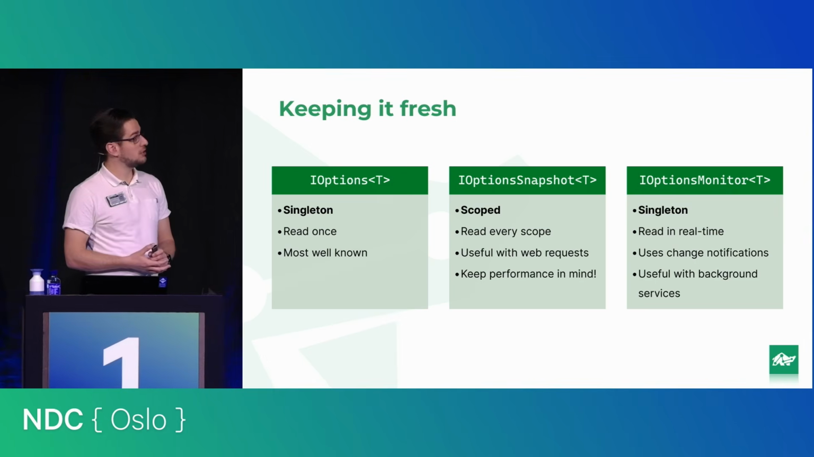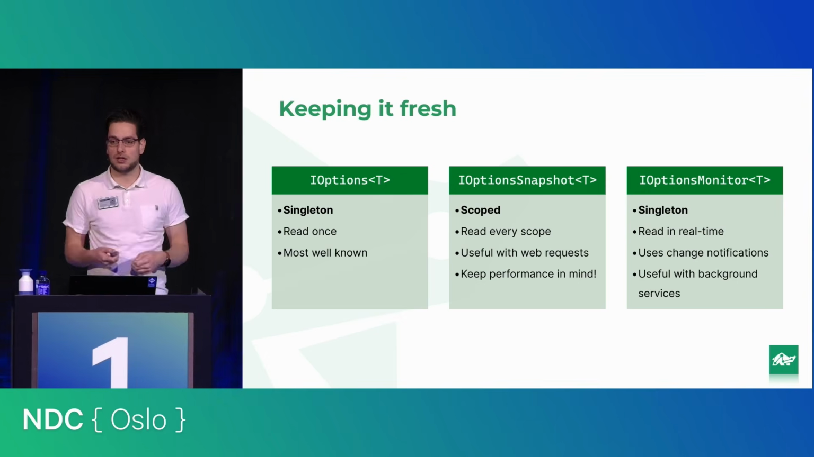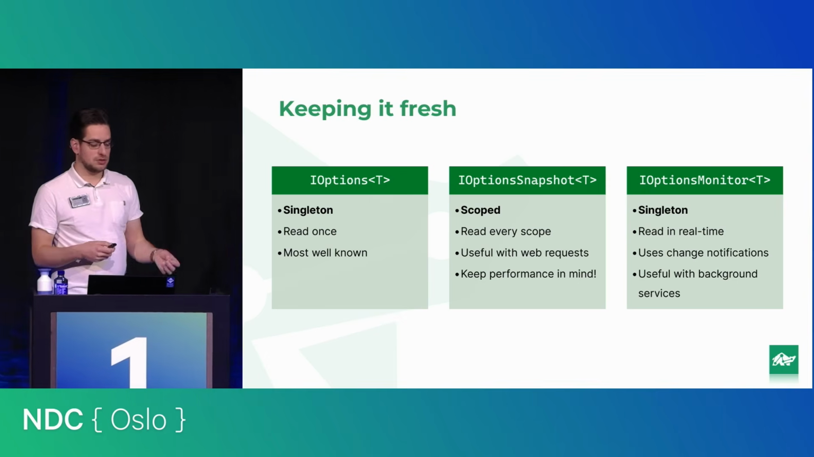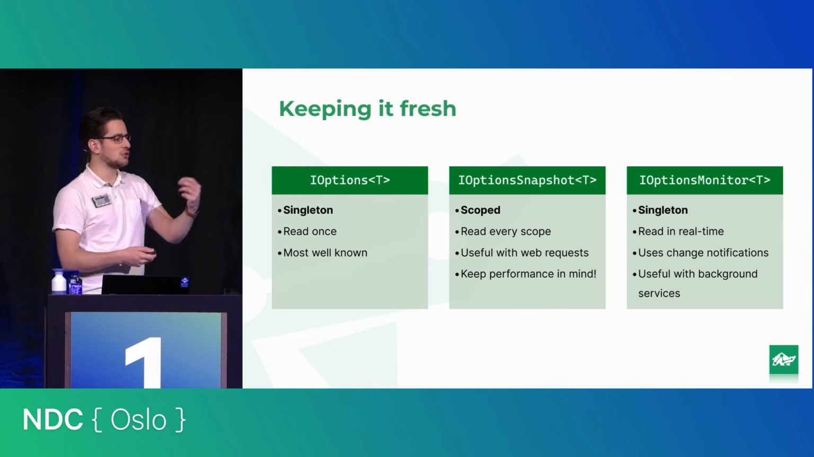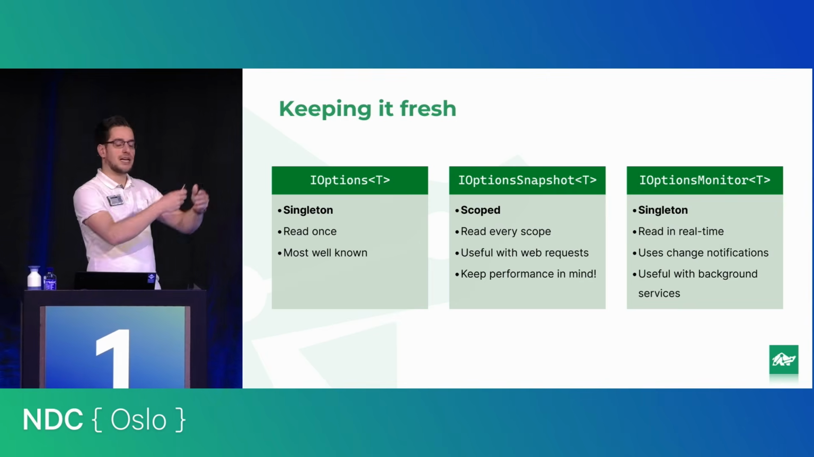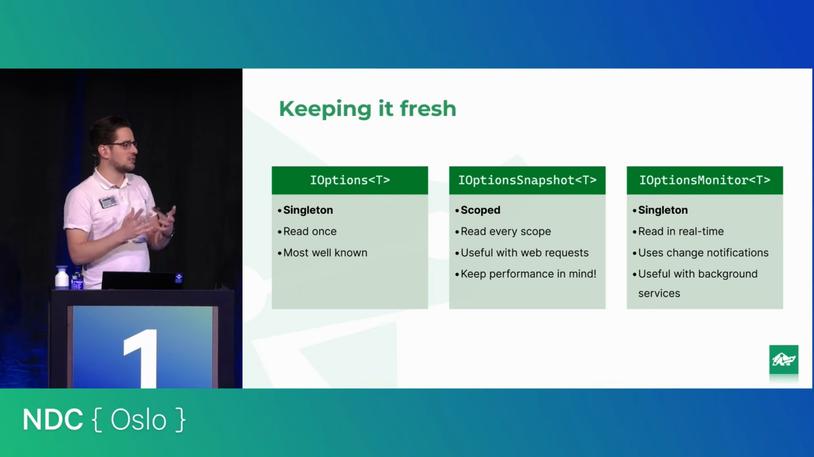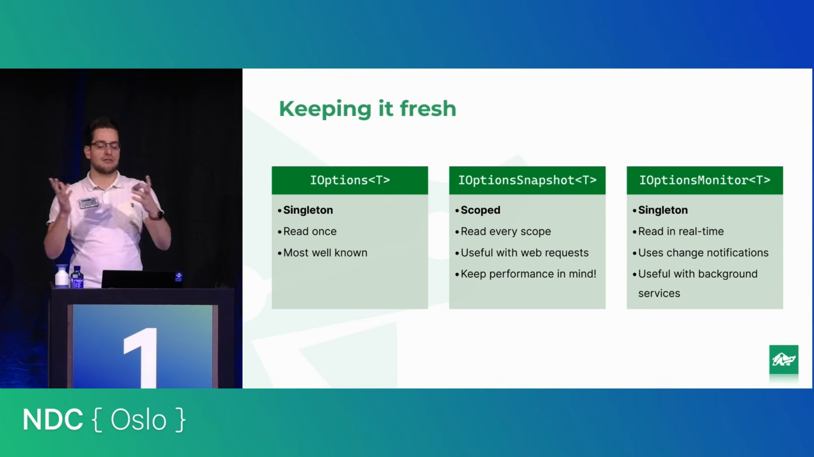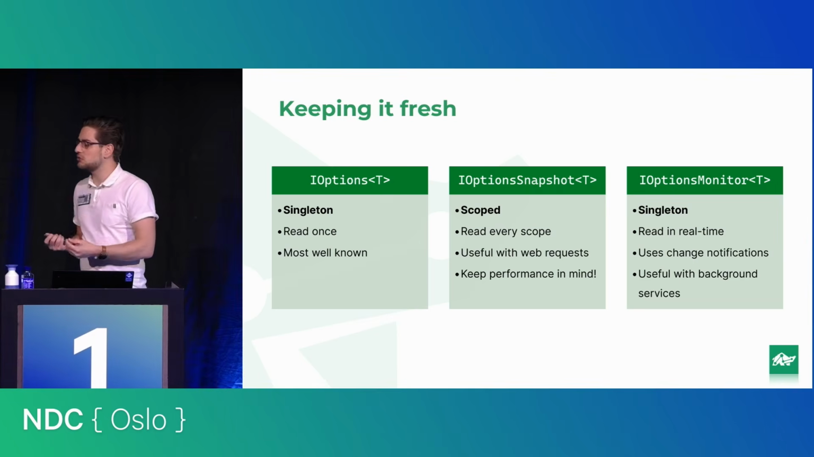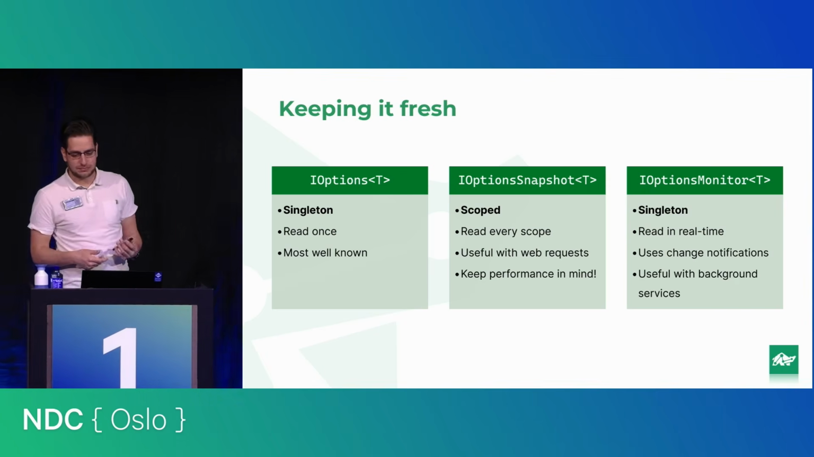There's also IOptionsMonitor. This is a singleton, right? So it's going to read your data in real time. The property here is also called CurrentValue instead of Value. And you can also subscribe to changes with an OnChange method. So every time the configuration changes, you get a little notification, so you can do some manual change tracking. This is very useful for background services where the concept of a scope is not really a thing. It's just a thing that runs forever. So these kinds of interfaces are very important when you want to really treat your configuration as code and also support reload on change behavior.